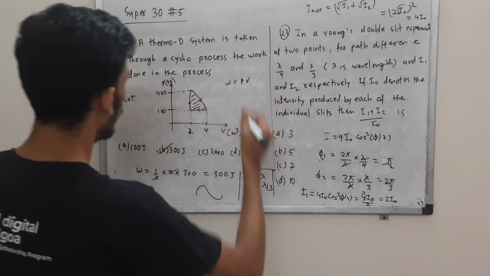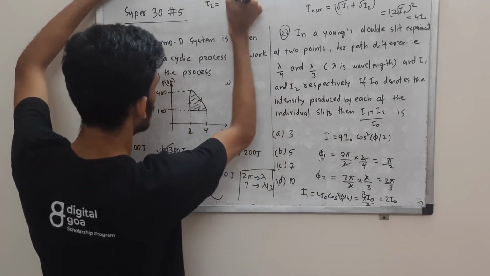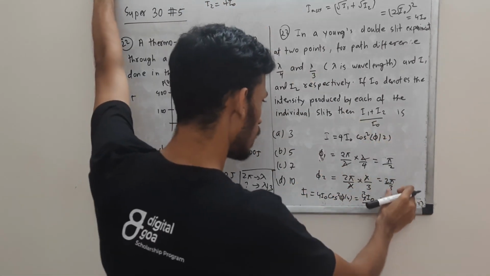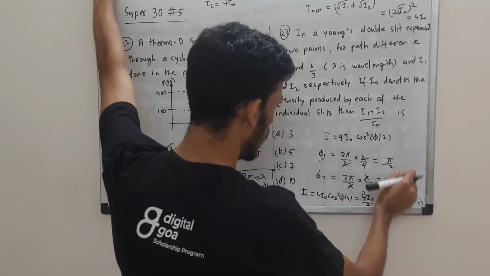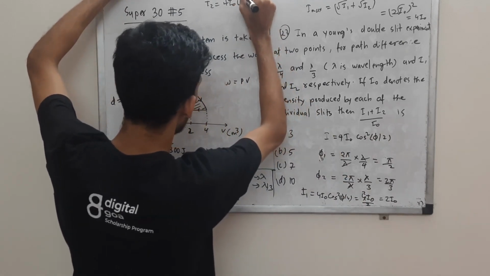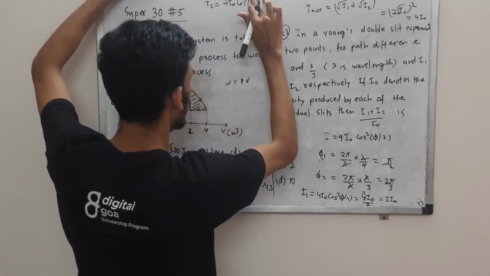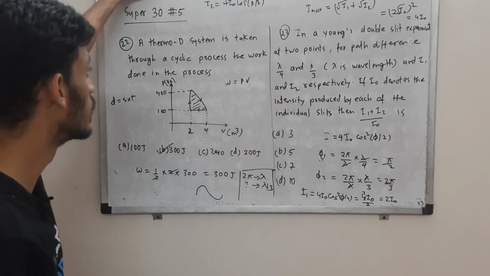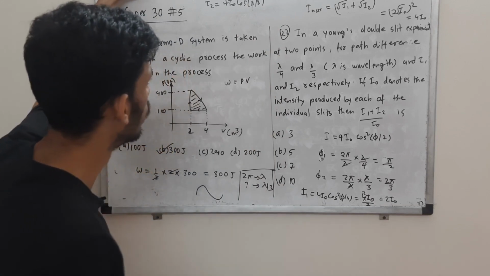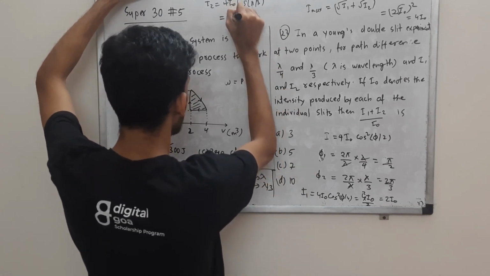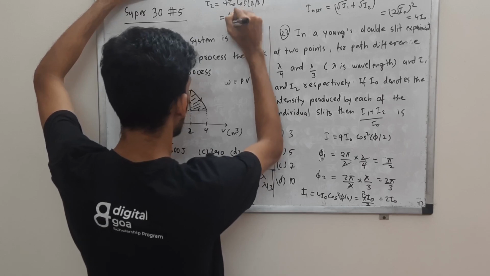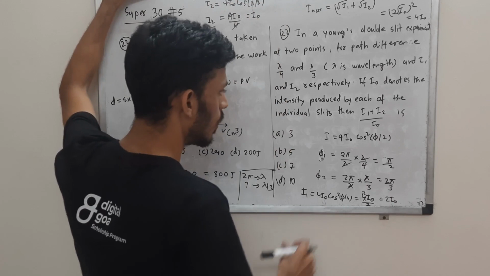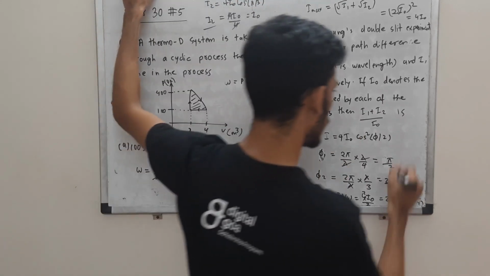So I1 is 2 I0, and I2 you can find similarly: 4 I0 into cos square of 2 pi by 3 divided by 2, so pi by 3, cos square pi by 3. Cos 60 is half, so that squared is 1 by 4, so the 4 and 4 cancel, you get I0. So I1 and I2 values you have obtained, you can easily obtain this ratio now.